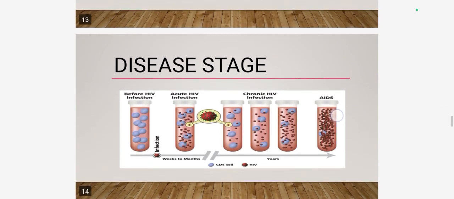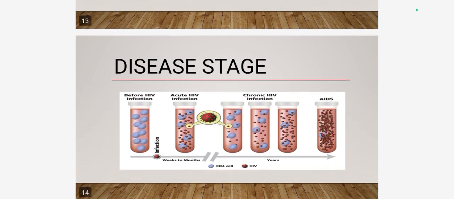The first picture shows the healthy CD4 cells before the body is infected with HIV. Once infection occurs, in the acute HIV infection, the HIV virus multiplies quickly during the acute stage of the infection and spreads all over the body. That is the red dots over there.